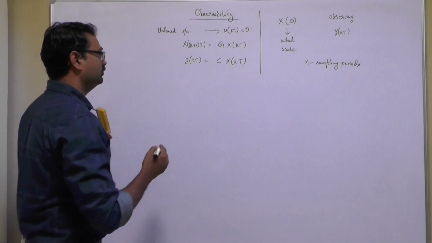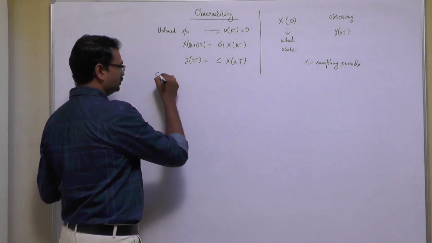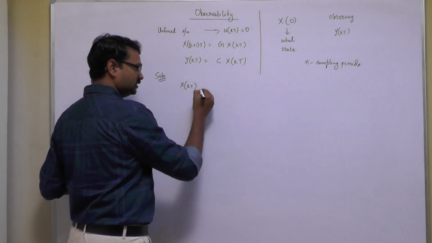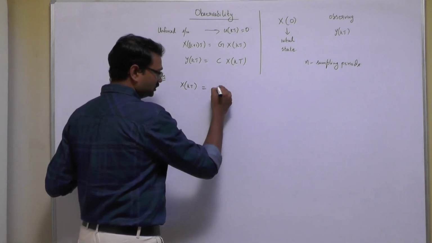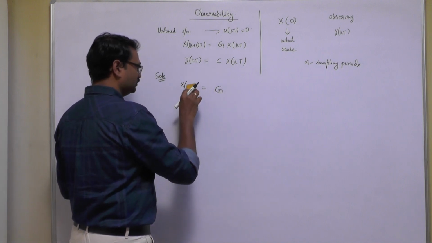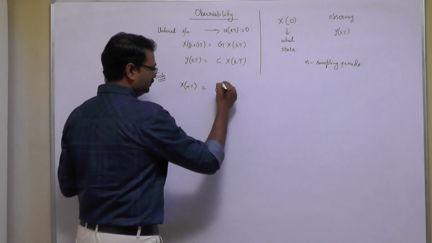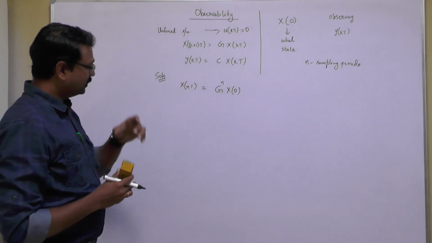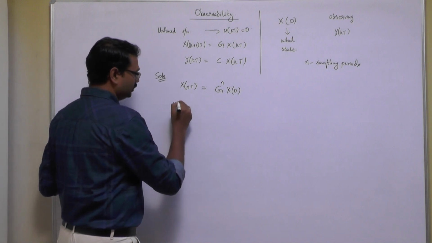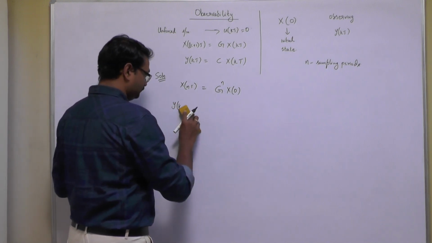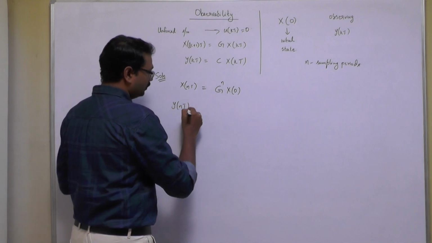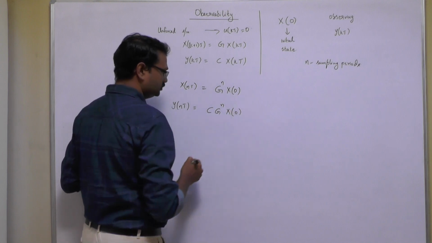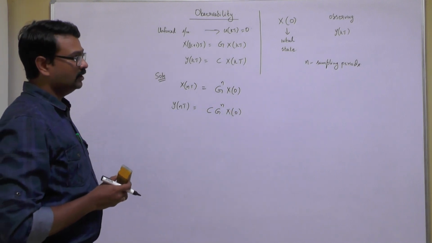Let us see what is the observability matrix of this form. Now we know what is the solution for this state equation. You have x of kT, let us say this is the solution for this state equation. It is nothing but x of nT, you can say G power n x of 0. Right. Now what is our equation? y of kT or y of nT is equal to C into G power n x of 0.